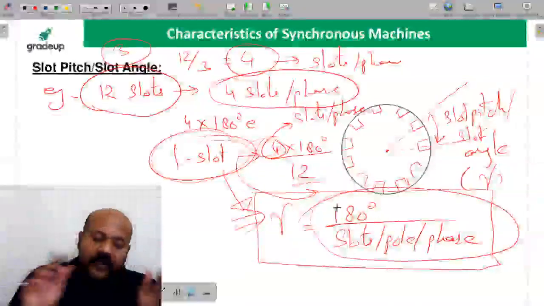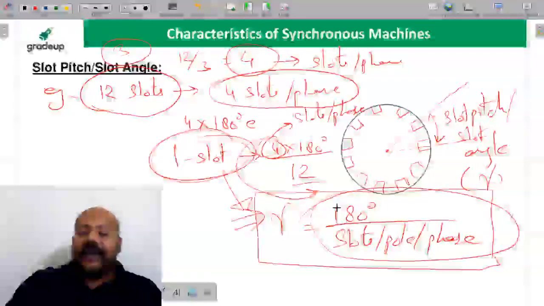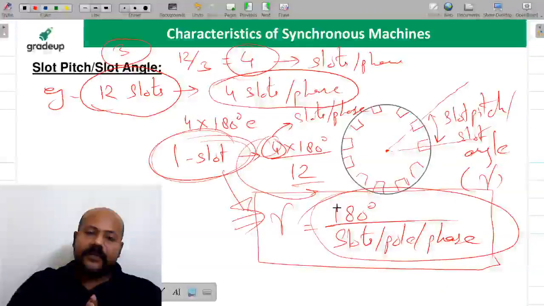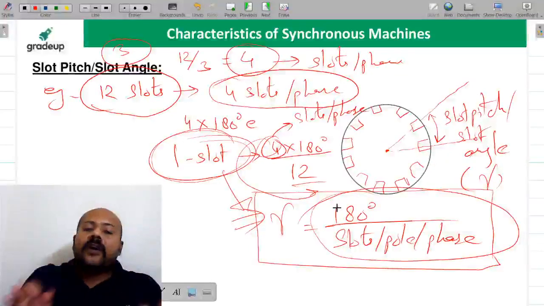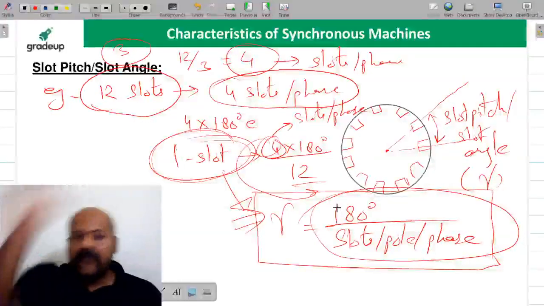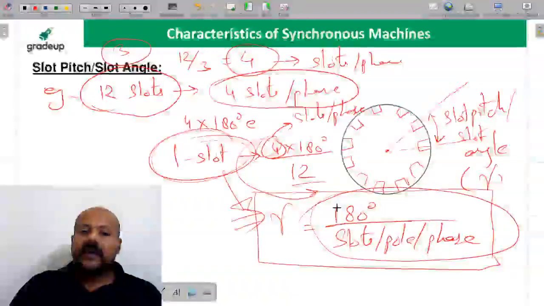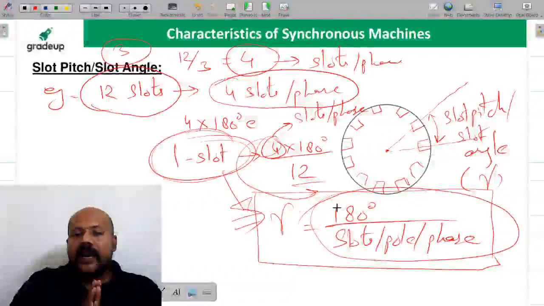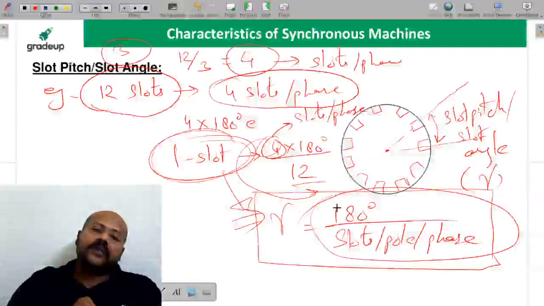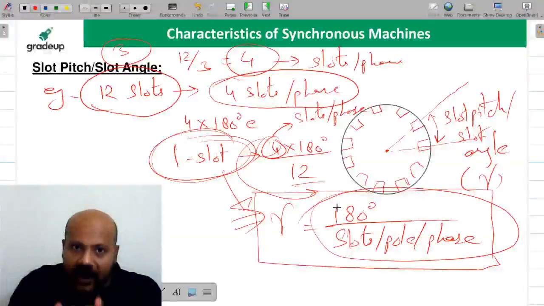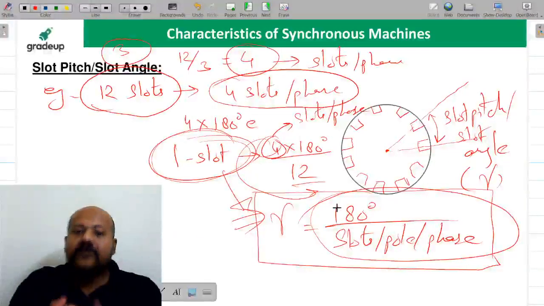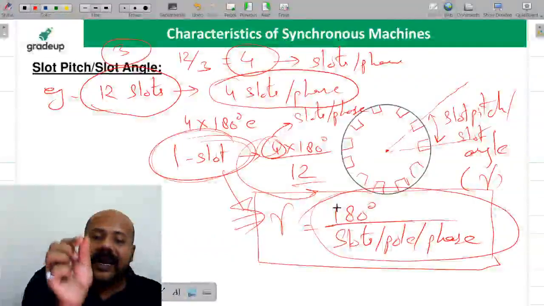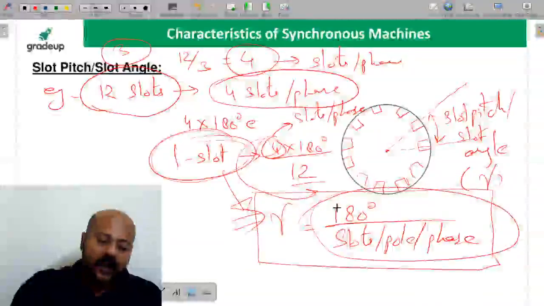And even if you are not getting it, you can take it that the number of north poles is equal to the number of south poles. If you talk about a single phase in a 3-phase system, you just calculate the number of slots per pole per phase and divide 180 degrees electrical, which is the pole pitch from one pole to another pole, by it. You will get the one slot angle that we are calling the slot pitch or the slot angle.